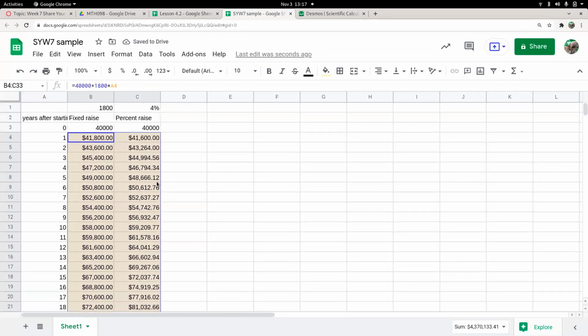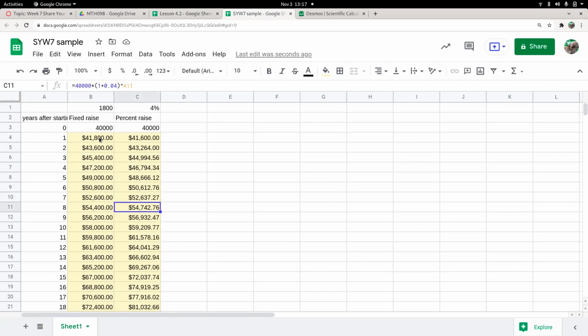So a couple things to notice. At first, since the fixed raise was designed to be higher than the percent raise, it looks like that's the better deal. And it's the better deal 1 year later, 2 years later, 3 years later, 4 years later, 5 years later, 6 years later. All of a sudden, they're starting to catch up. They're pretty close right here.